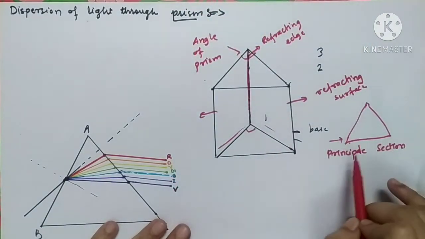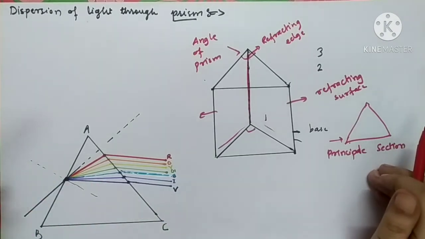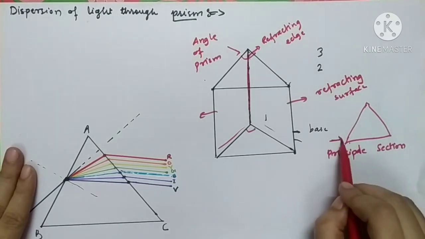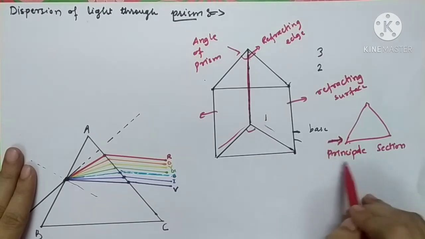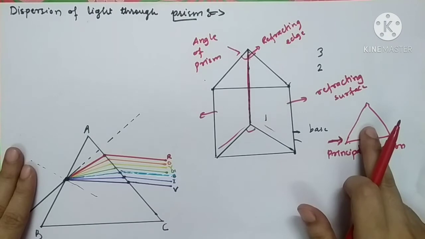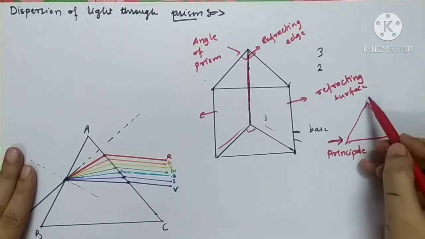One such triangle is called a principal section. It will not be possible for us every time to draw the entire prism in order to study the process of refraction or dispersion of light. That is why we have introduced the concept of principal section. When we draw the principal section, it will be understood that it is the entire prism.